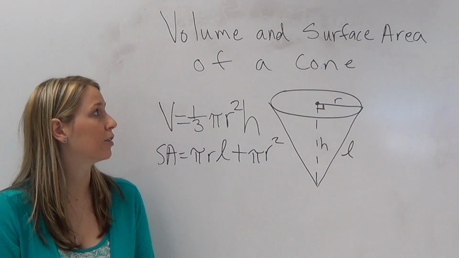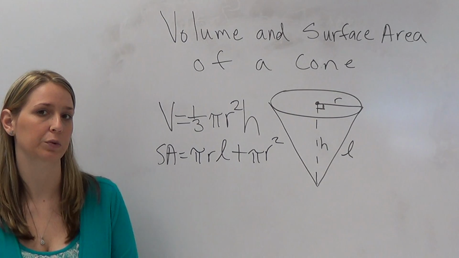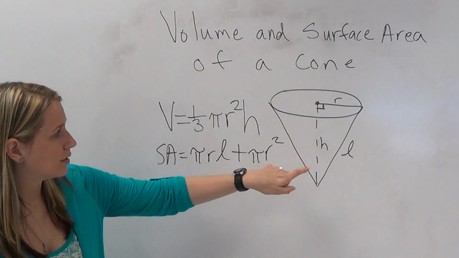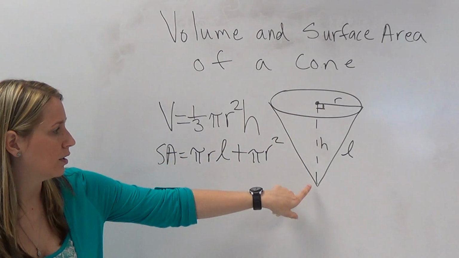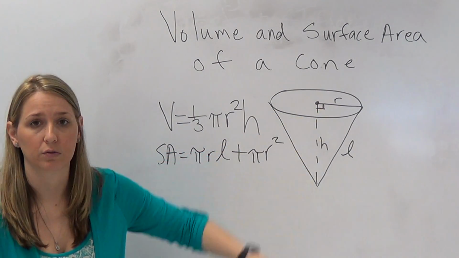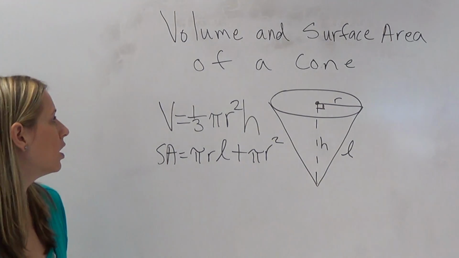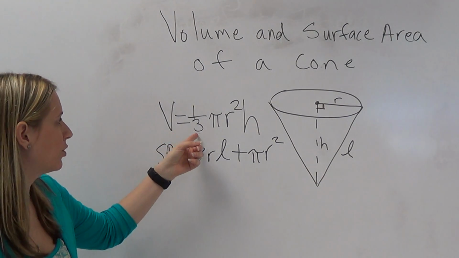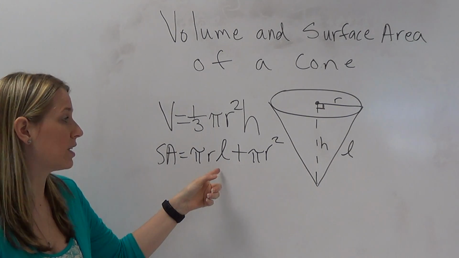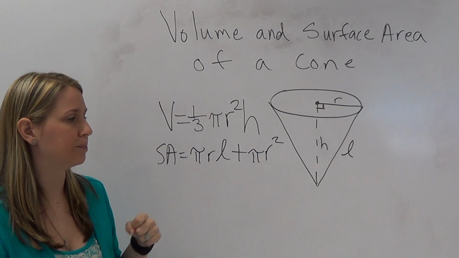Today we're going to learn about volume and surface area of a cone. We're going to work specifically with right cones, which means that the height from the circular base to the point is a right angle. So here are my formulas. V is 1/3 pi r squared h, and surface area is pi r times L plus pi r squared.